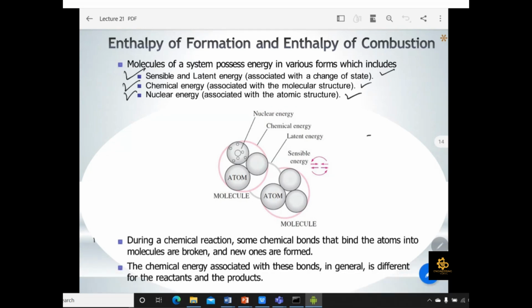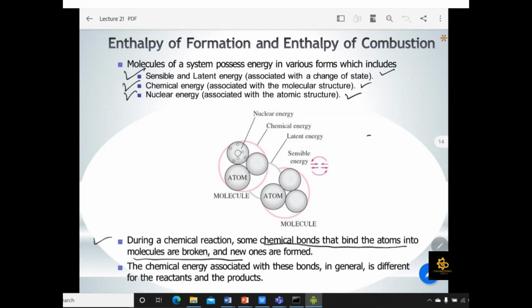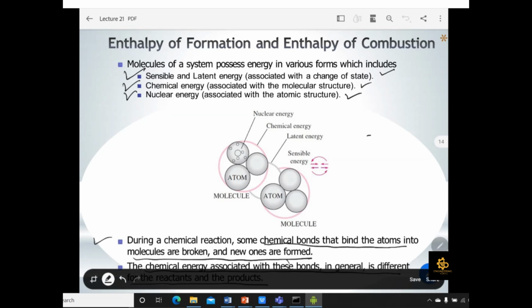During a chemical reaction, some chemical bonds that bind the atoms into molecules are broken and new ones are formed. The chemical energy associated with these bonds is in general different for the reactants and the products. So the energy in the reactants and products is different, and we need something with which to represent this energy. That is why we use specific terms, enthalpy of formation and enthalpy of combustion. You will see the exact definitions in the next slide.